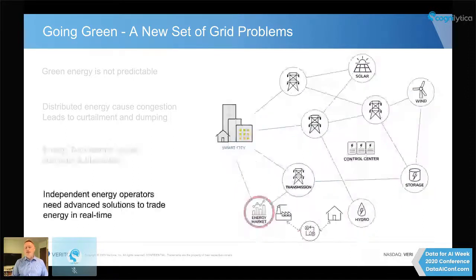And another problem is that renewable energy resources have become cheaper, especially solar panels. And now we have a lot of independent operators who have access to solar, they have access to battery storage, and they want to be able to sell that back to the utilities at the best price. And they need advanced high-speed arbitrage solutions to be able to do that, and there's just not a lot of them on the actual market.